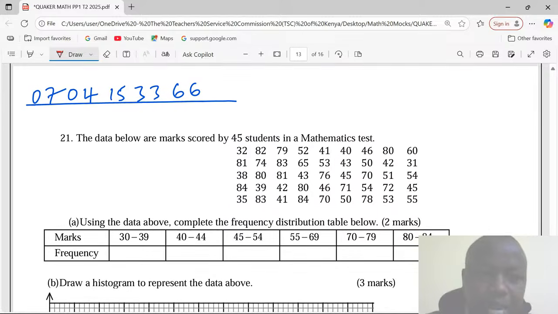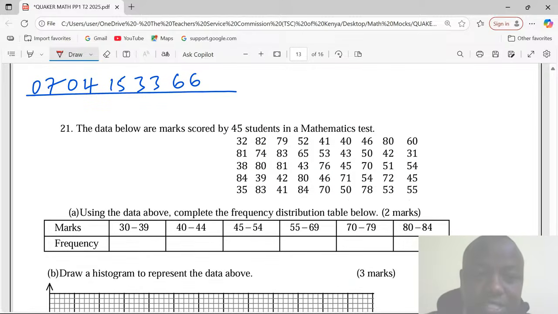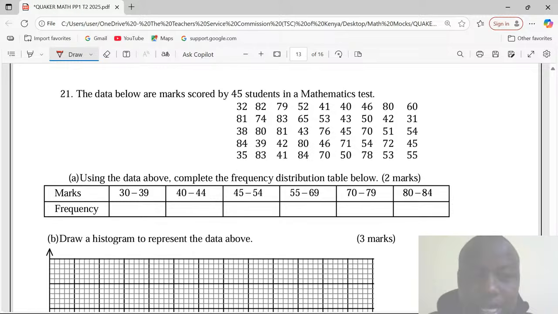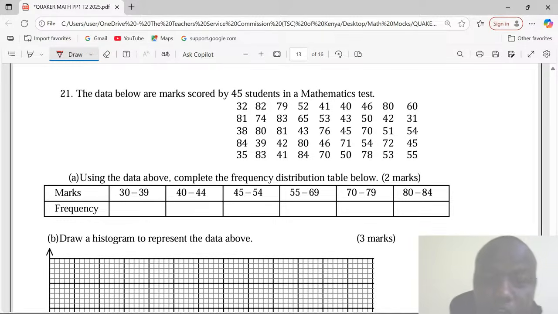Look at this now. The data below are marks scored by 45 students in a mathematics test. Using the data above, complete the frequency distribution table below for the marks 30 to 39, 40 to 44, 45 to 54, 55 to 69, 70 to 79, 80 to 84.